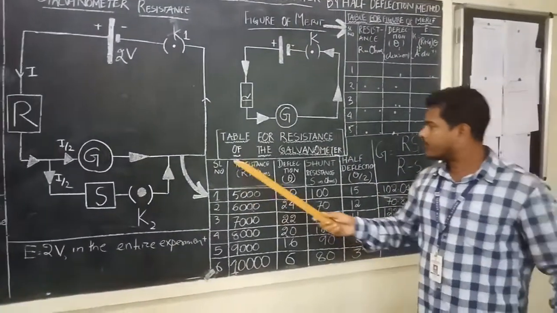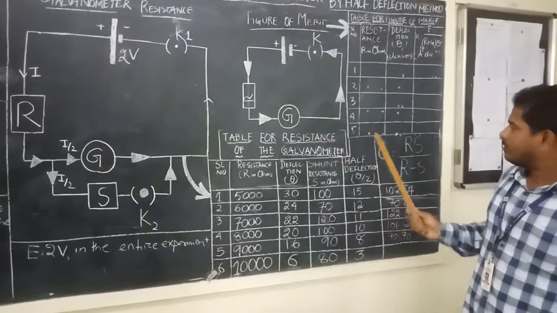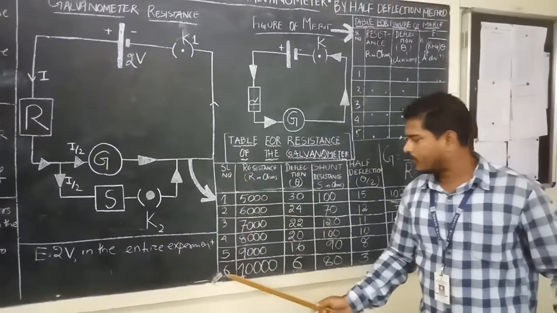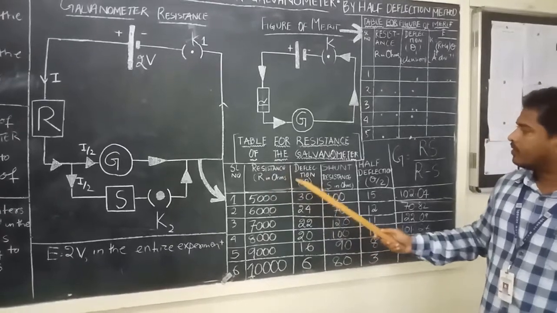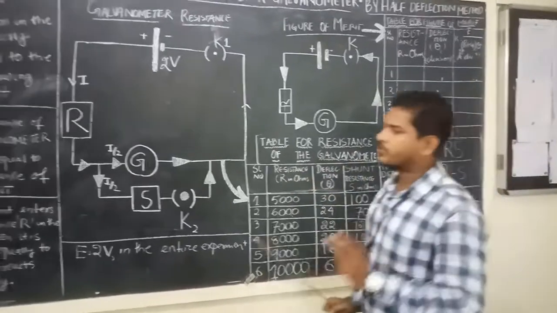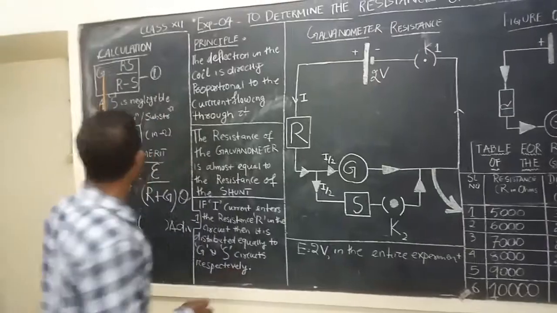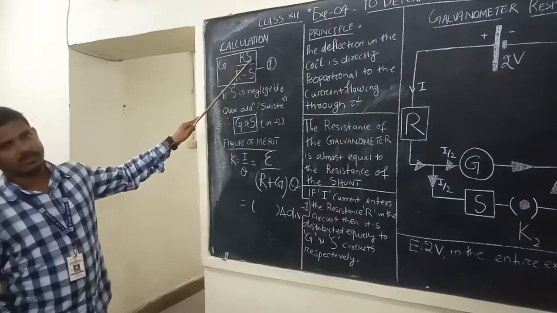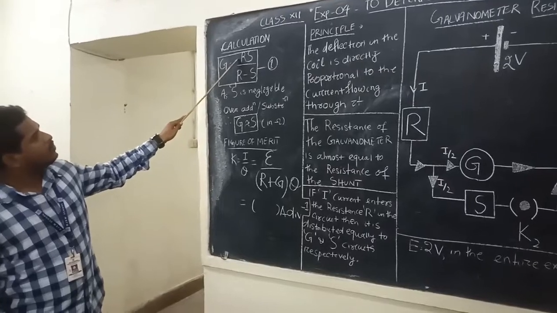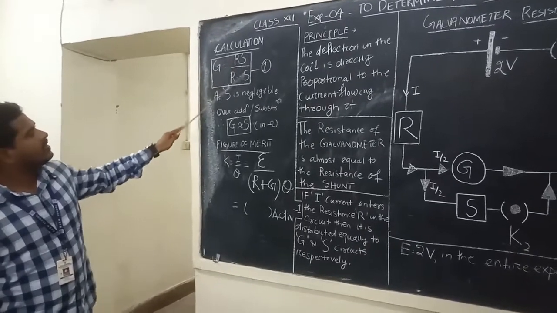Now, what are the various columns for this tabulation? First is your serial number as usual. Second one is resistance R in ohms. There are two types of resistance. One is a high resistance and one is a low resistance. R is your high resistance and S is your low resistance. Since R is much bigger than S, this S is negligible.